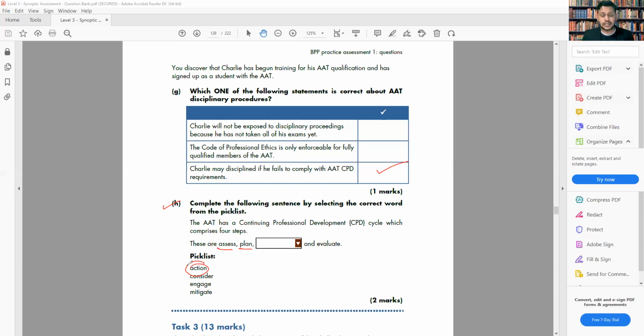Many times you'll see this one in the exam. So what is the first step or the next step? Make sure you keep a note of the 4 CPD steps. So action will be here.